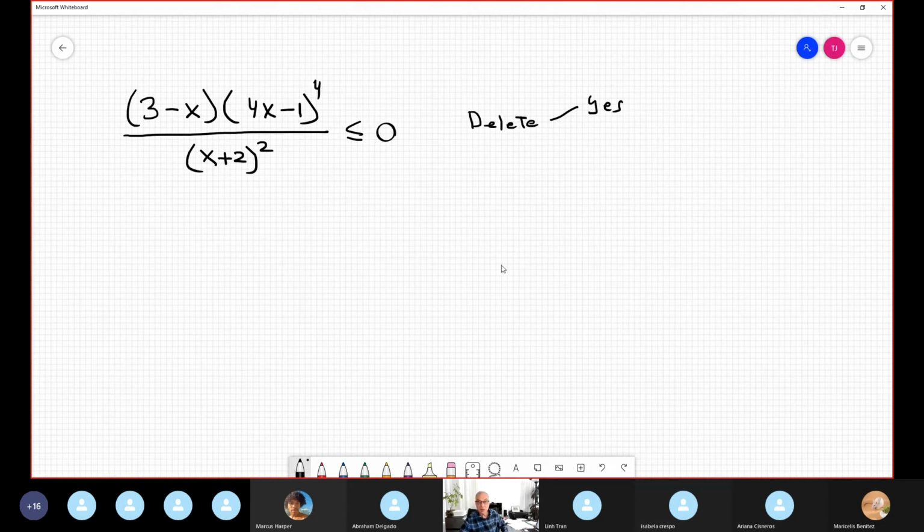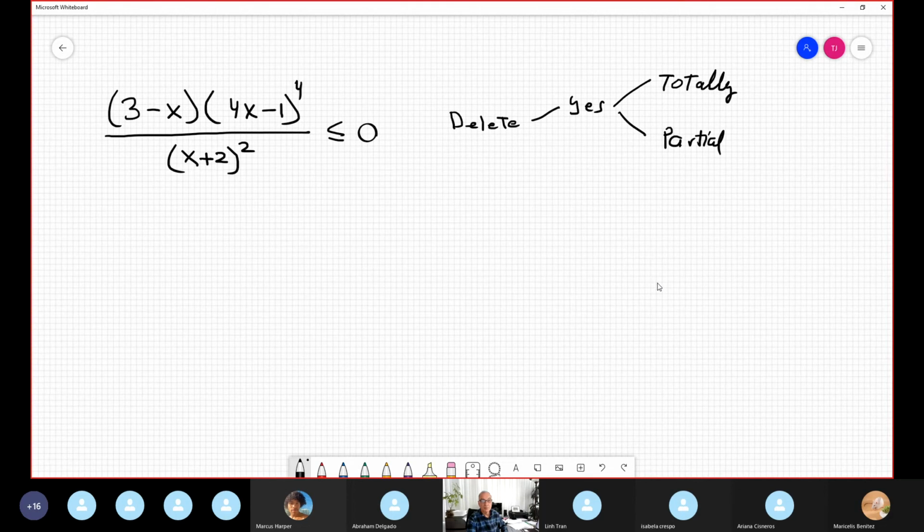And my next question is, partial or totally? Partial. Why? See, I say totally is when you have an equal sign, and partial is when you have no equal sign. In this case, we have an equal sign, no? So totally. Then I convert this complicated problem into this problem: 3 minus x less than or equal to 0. But be careful. This is this.